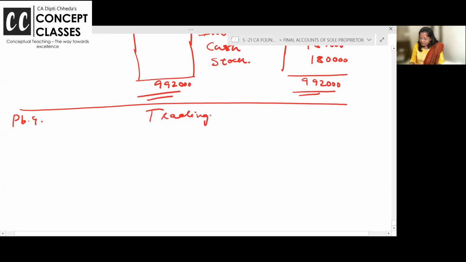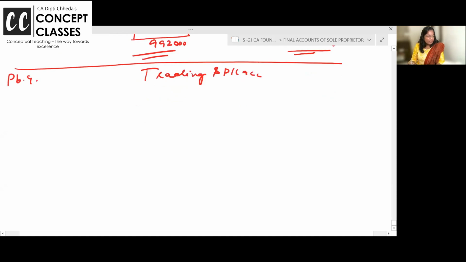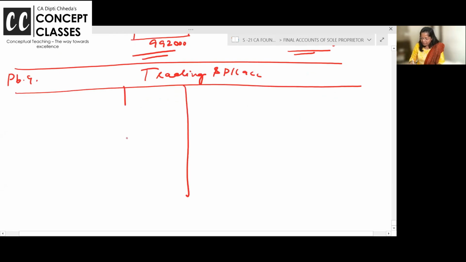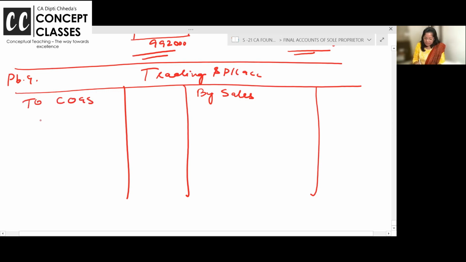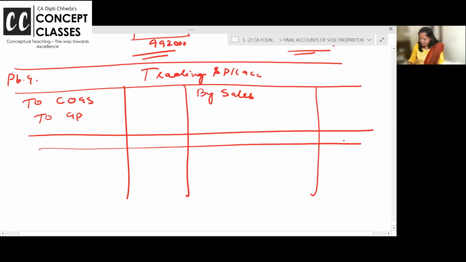Trading and P&L account. I told you you can make it together also. Above the line, below the line. Okay. Trading and P&L account. By sales, to COGS, to GP. You're getting some total. Bring it down.